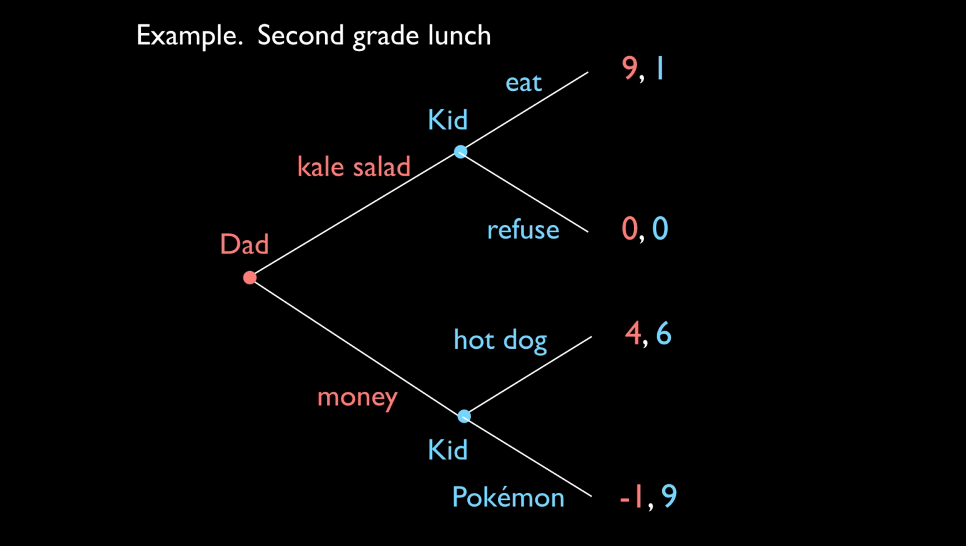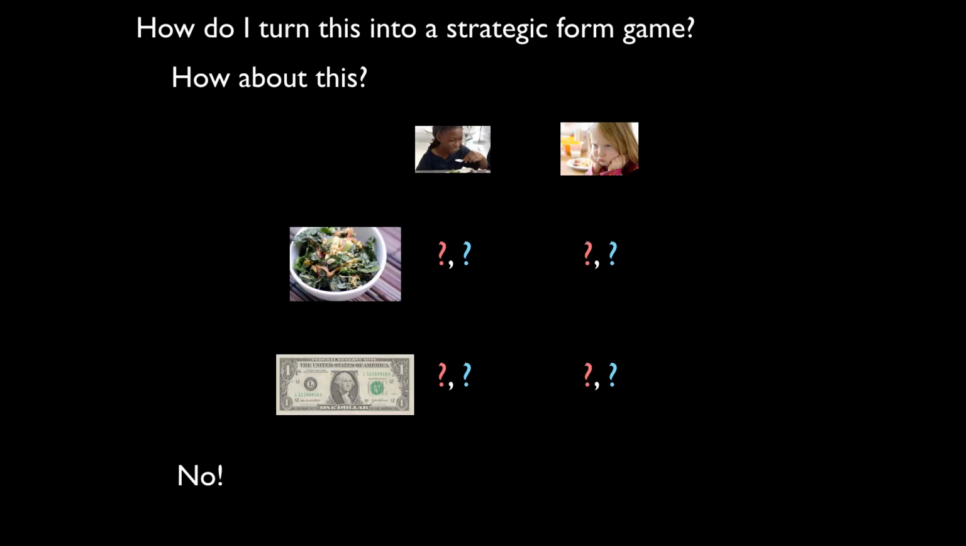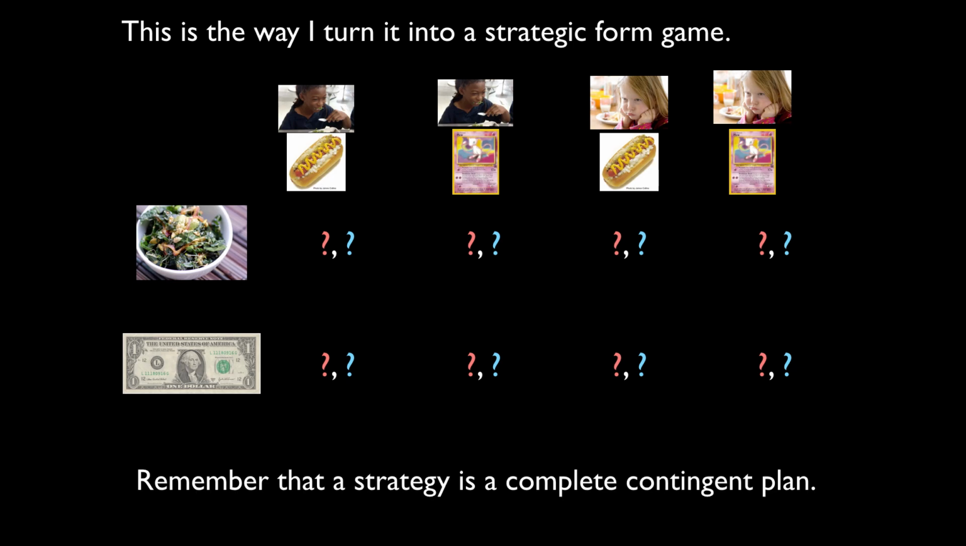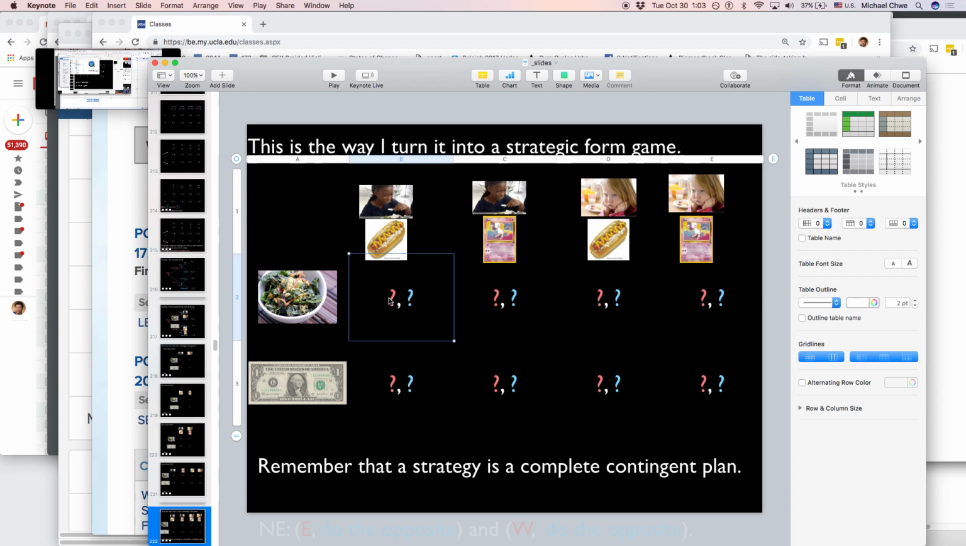Okay, so let's turn this into a table. Now, what goes in here? This is where the dad does kale, and what happens? Does the kid eat it? Yeah. So dad does kale, kid eats it, so we're up here, right? 9-1.